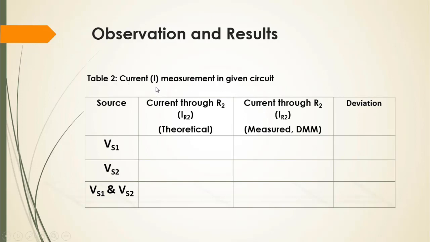Similarly, table number 2 is representing the measurement of the current in our considered circuit. Again, here we have two different sources VS1, VS2 and their combined values VS1 plus VS2. First of all, we will find the theoretical value of the current flowing through R2 due to VS1, current flowing through R2 due to VS2, and current flowing through R2 due to both voltage sources. After that, in column 3, we will put the current flowing through R2, which is measured using DMM. And finally, we will determine the deviation between the theoretical and measured currents.